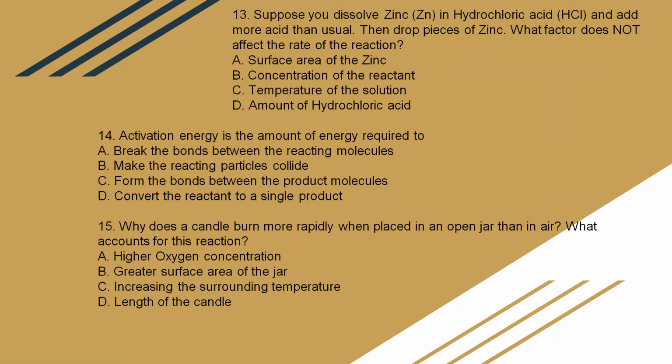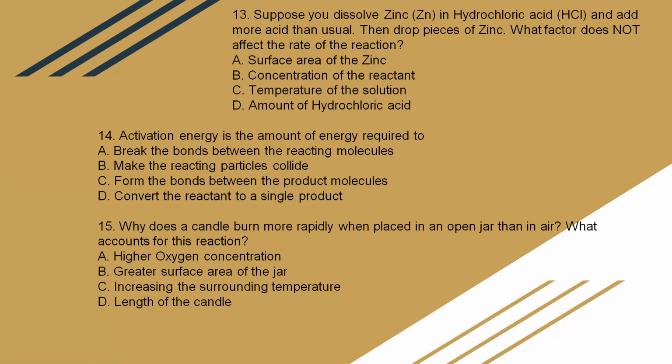13, suppose you dissolve zinc in hydrochloric acid and add more acid than usual, then drop pieces of zinc. Which factor does not affect the rate of the reaction? A, surface area of the zinc. B, concentration of the reactant. C, temperature of the solution. D, amount of hydrochloric acid.